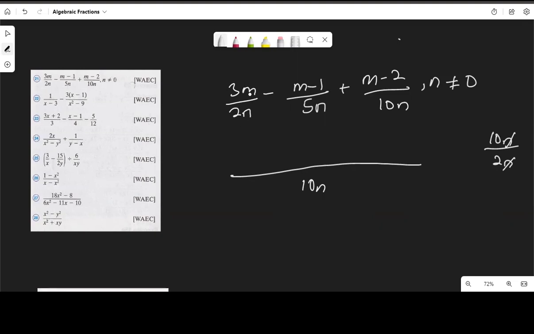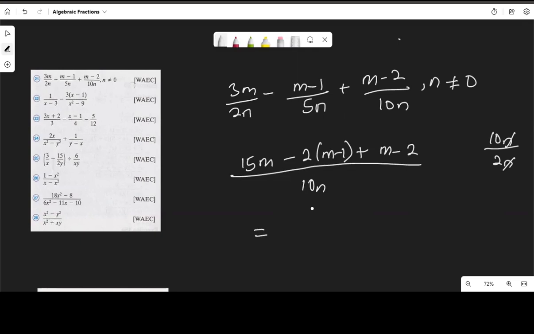You multiply the 5 by this 3m. That will be 15m minus 10n divided by 5n. n will cancel. 10 divided by 5 is 2. Multiply the 2 by the numerator, n minus 1. Then 10n divided by 10n is 1. 1 times n minus 2 is n minus 2.